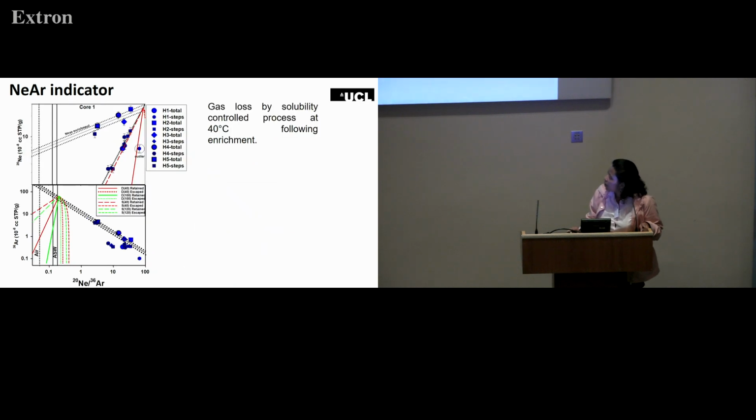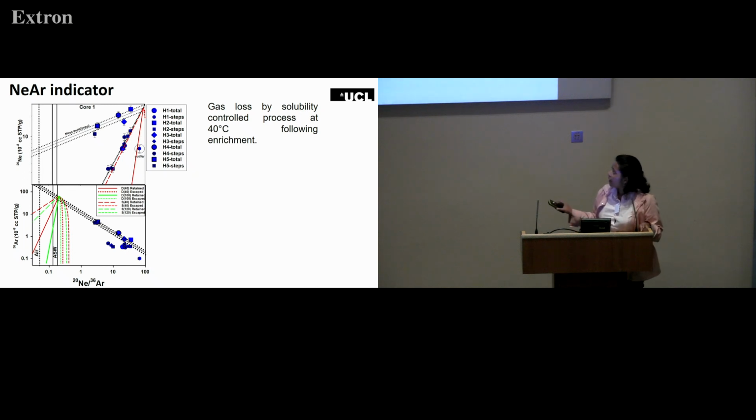So I did some modeling for the first core, where we definitely saw a lot of gas loss. I'm not going to go into the details of the modeling, but I wanted to look into processes such as diffusion and solubility, from temperatures of 40 degrees to 120 degrees, to identify what fits best in terms of the gas I see.